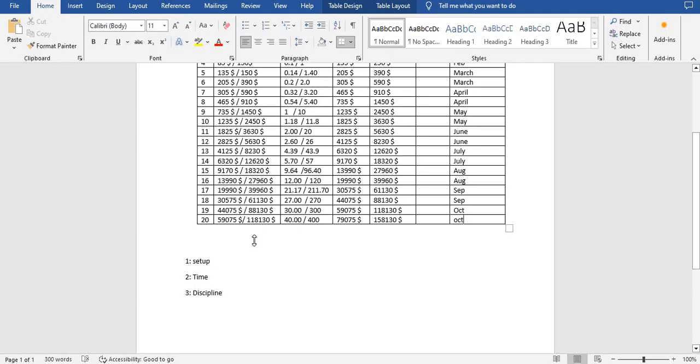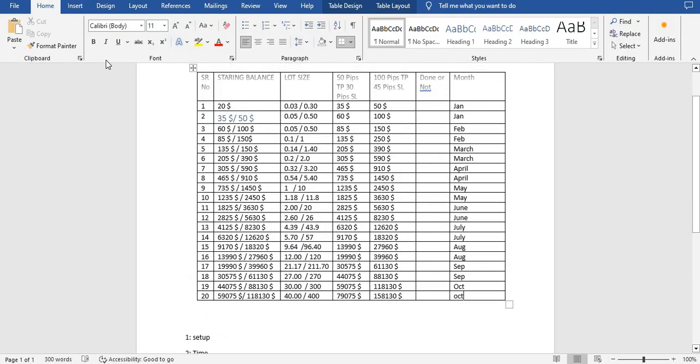The second thing you need is time. What does that mean? You don't have to achieve this in one month or one week. You should take time on this.